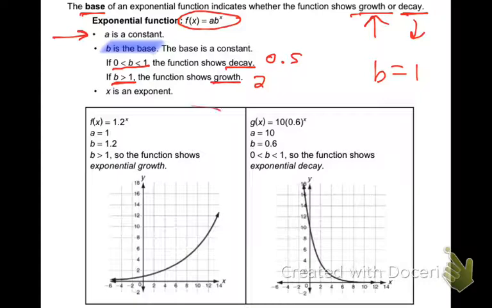Let's look at the first one here. First example: F of x equals 1.2 to the x power. My b is always what is raised to the power. My b is 1.2. That is greater than 1, so that's going to represent what is called a growth function. It's going up, exponential growth. Next one, I have 10 times 0.6 to the x power. 0.6 is my base factor, because that is what's associated with the variable. It is between 0 and 1, so that is my decay factor, which shows exponential decay. Again, we're looking at the number associated with the exponent. If it's greater than 1, growth. Between 0 and 1, it's decay.